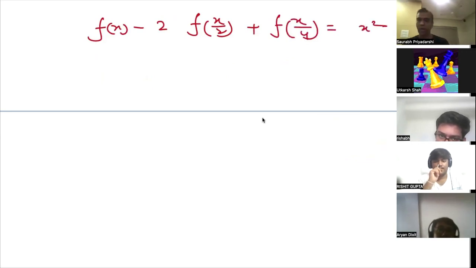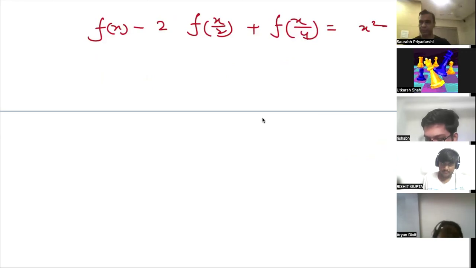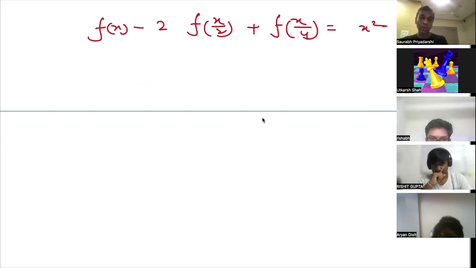Find f(x), where mod x is less than or equal to 1. Take your time. Sir, is it x by 2 or x by 4? It is 2, beta, and later 4. Okay, f(x) minus 2 into f of x by 2 plus f of x by 4 is equal to x square. Take your time, everyone. This is a very simple question.